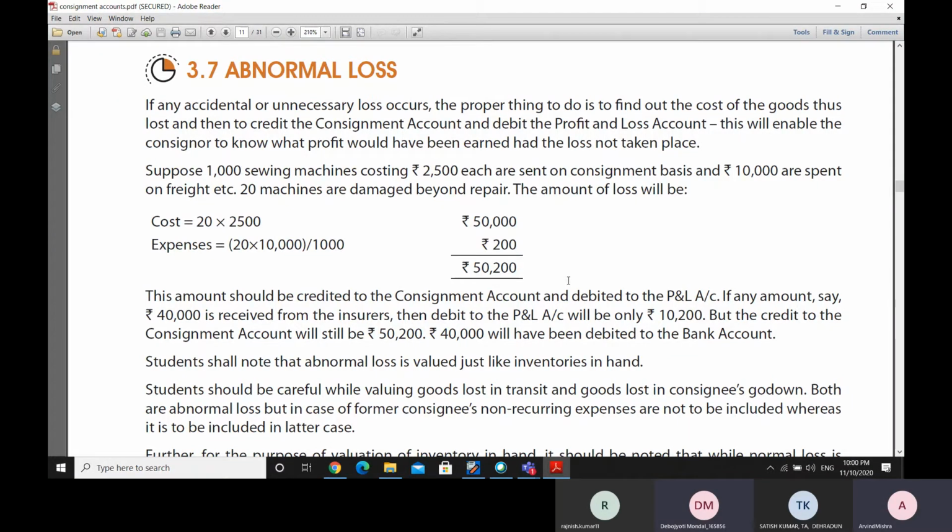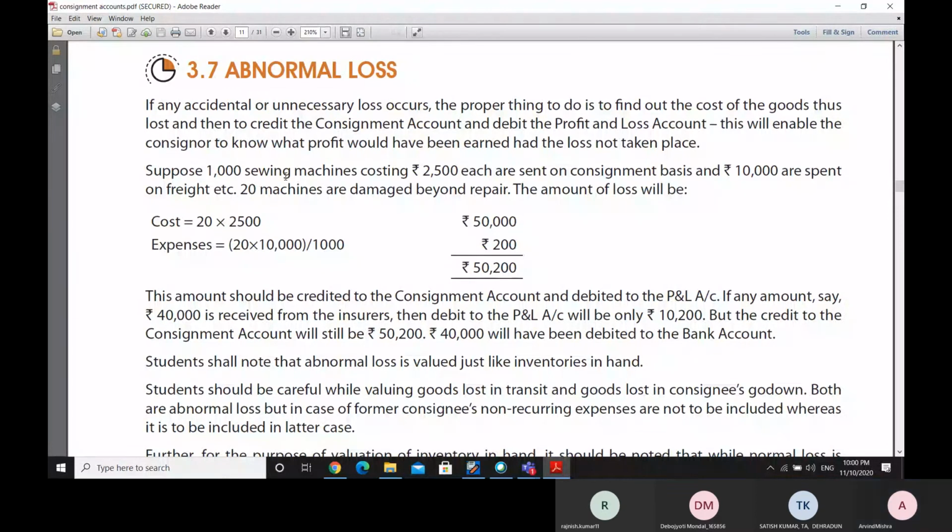Exactly. What is happening is that when we make the consignment account, we are making a sale of, let's say, 20 machines lost. Fine. So on the sale side, we would have entered only 980 machines. Supposing that, instead of 1,000 machines, we are able to sell only 980 machines because 20 machines are damaged.